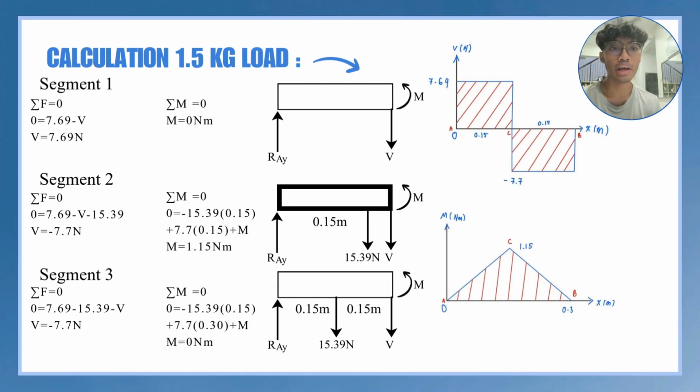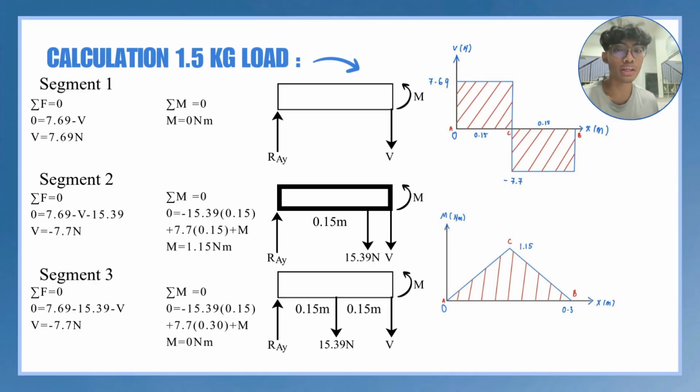For the calculation of the SFD, shear force diagram, and bending moment diagram, we have to cut it into three parts, which are segment 1, segment 2, and segment 3. So at segment 1, we will use the summation F equal to 0, where we have RAY, which is 7.69, minus V, and we will get V equal to 7.69. And the summation M equal to 0, M equal to 0. And then at segment 2, summation F equal to 0, 0 equal to 7.69 minus V minus 15.39, and we will get V equal to negative 7.7 Newton.